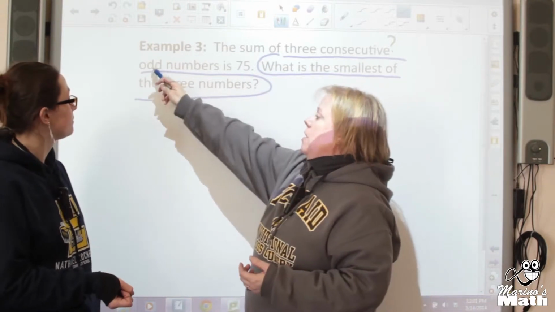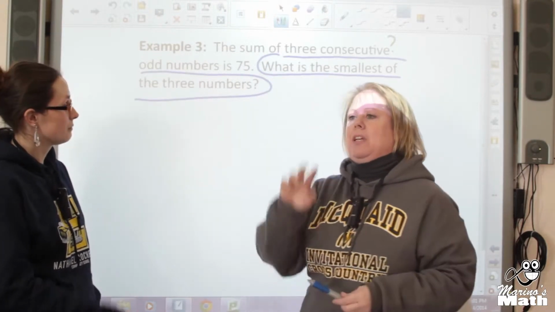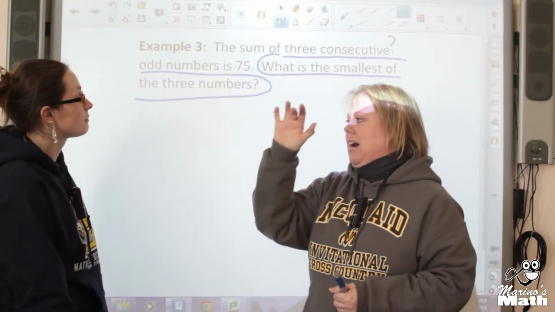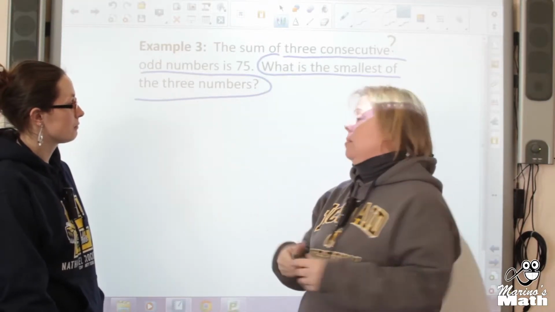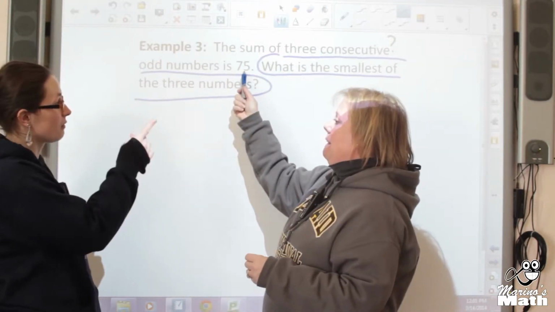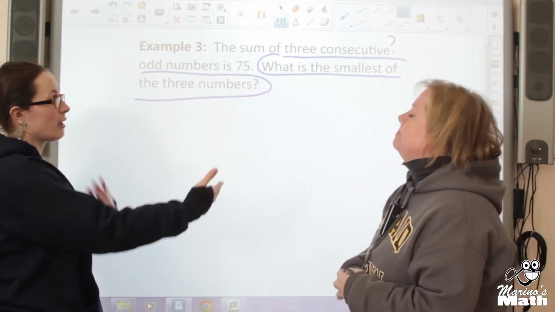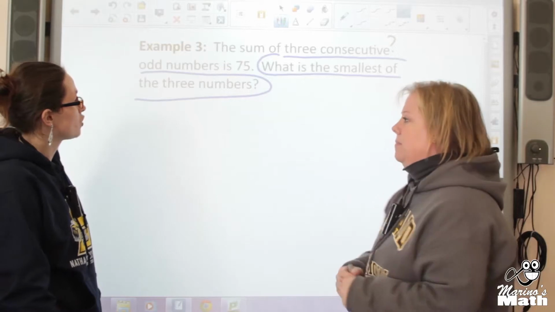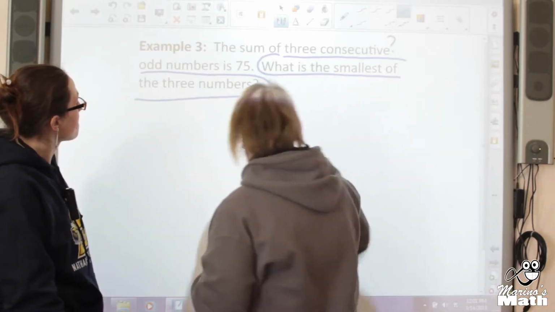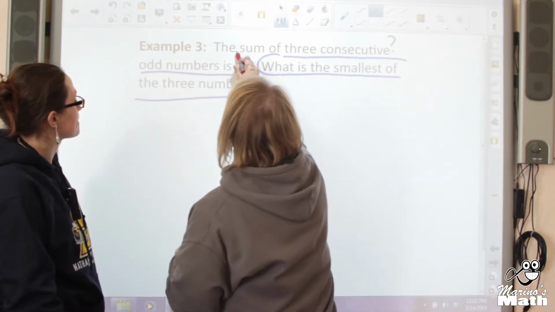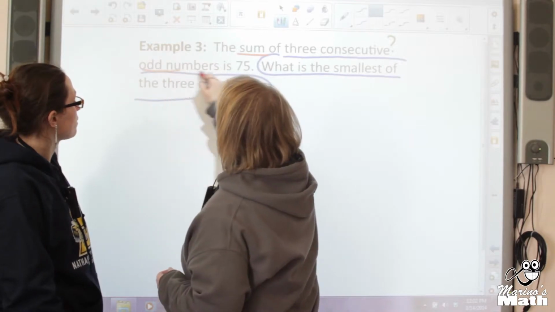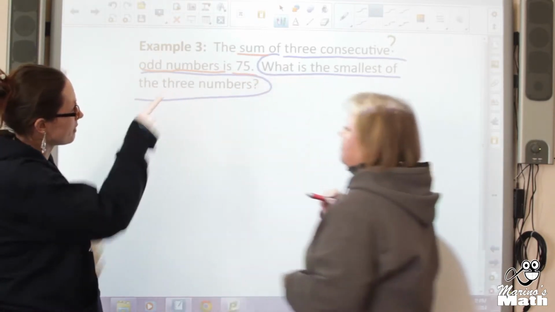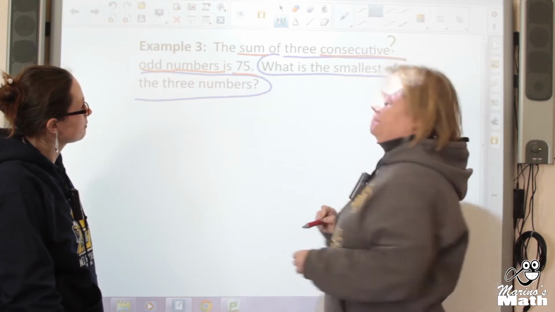Yes. I know that my numbers are odd, so the numbers can't be 2, 3, 4, because that's even, odd, even. I know that they have to be odd numbers. And they have to be consecutive, which means they have to be numbers that come right after each other. Exactly. And that they have to equal 75. So we should underline sum. I'm going to use the red mark. Yes. We need sum, we need the fact that they're odd numbers, and we need that they have to equal 75. And consecutive. Oh, and consecutive, excuse me.